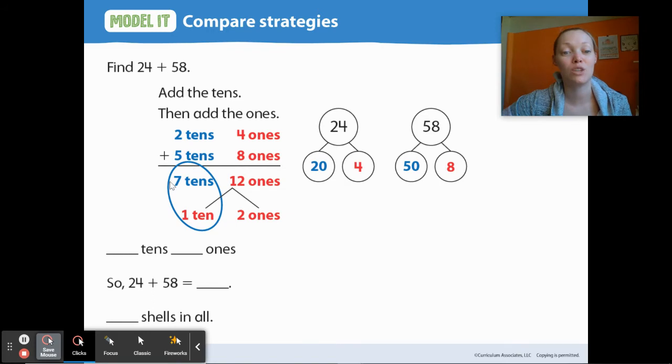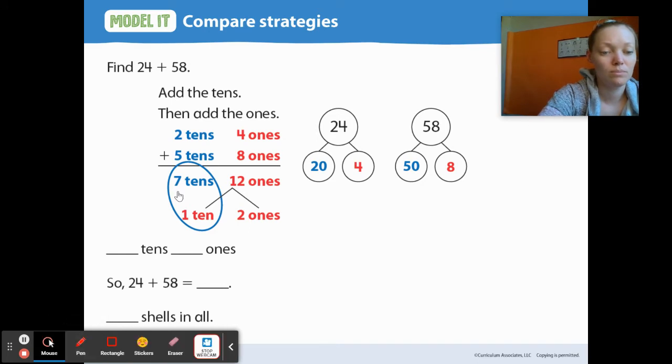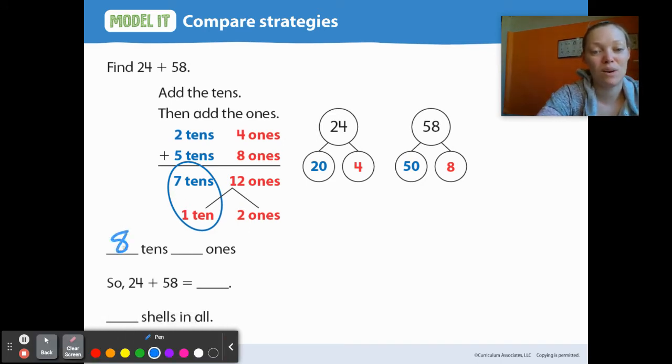So you're going to make sure you group those 10s together so you can actually move this 10 over with the 7 10s. So you had 7 10s and you have an extra one down there, then you have 8 10s now, and then you'd have 2 extra ones. So 24 plus 58 is 82.